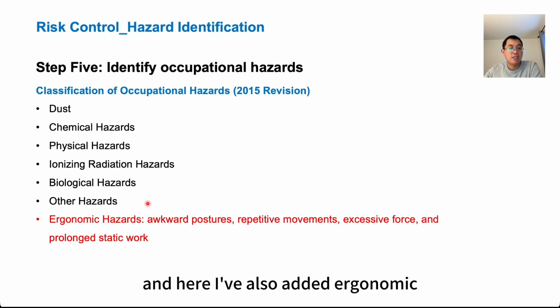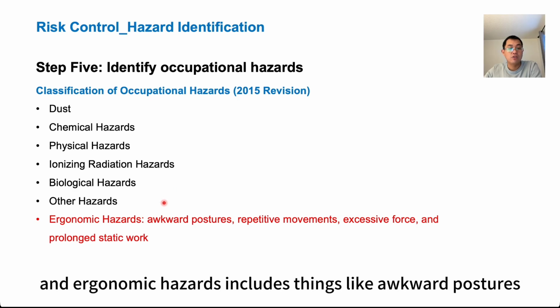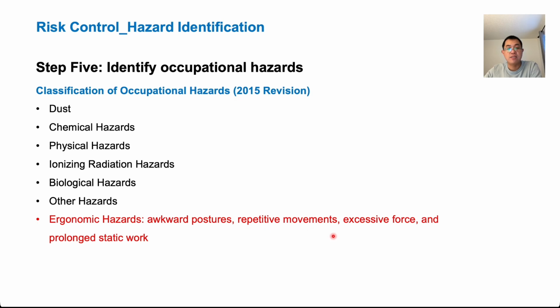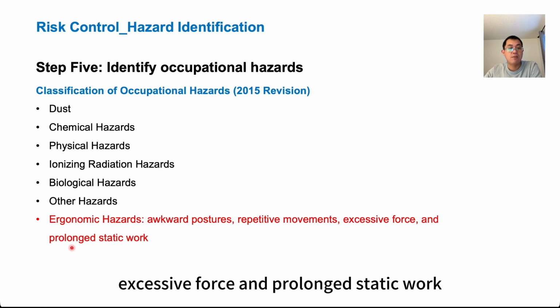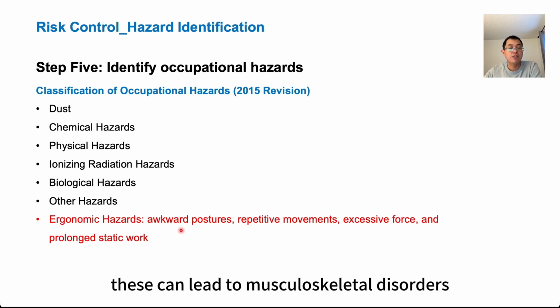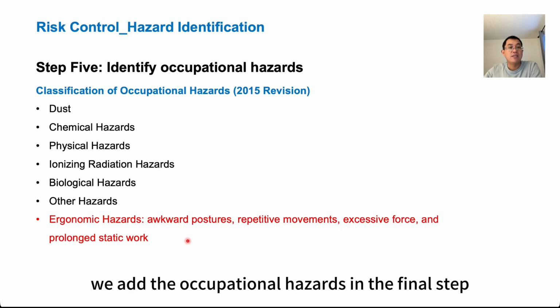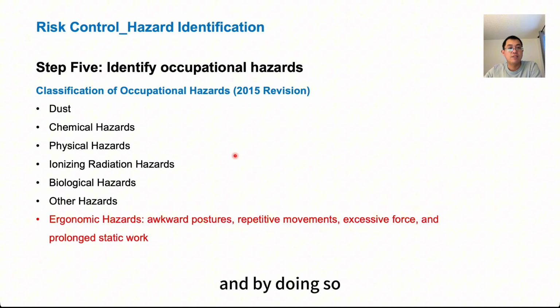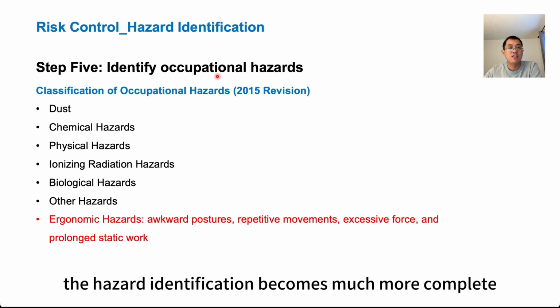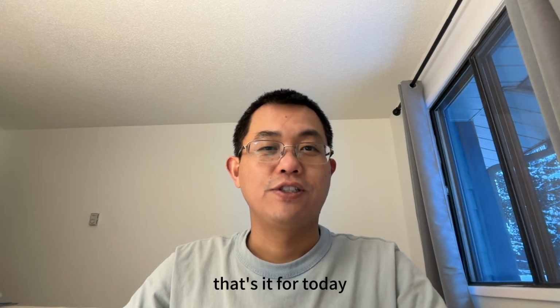And here I've also added ergonomic hazards, which are not in the document. Ergonomic hazards include things like awkward postures, repetitive movements, excessive force, and prolonged static work. And over time, these can lead to musculoskeletal disorders. So we add the occupational hazards in the final step, and by doing so, the hazard identification becomes much more complete.